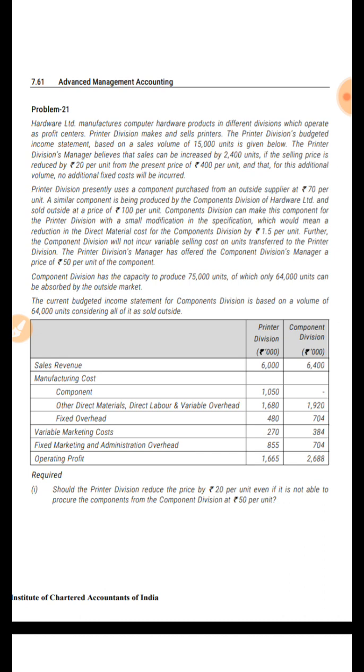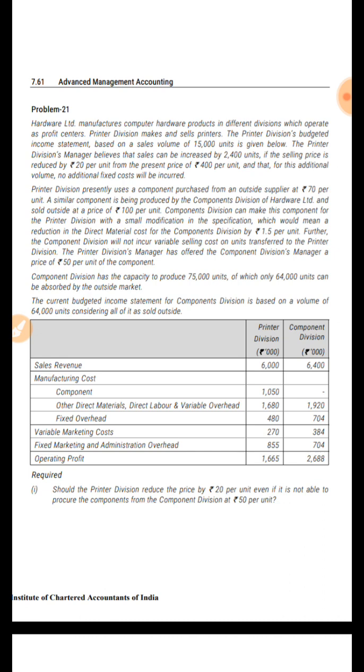Then the second para is saying that in whatever the printer division is manufacturing, they are using some component. That component they are purchasing from some outside supplier at Rs 70, and one of the divisions of Hardware Limited, that is the component division, is also making a similar component. They are selling the same component at 100 rupees per unit to outsiders.